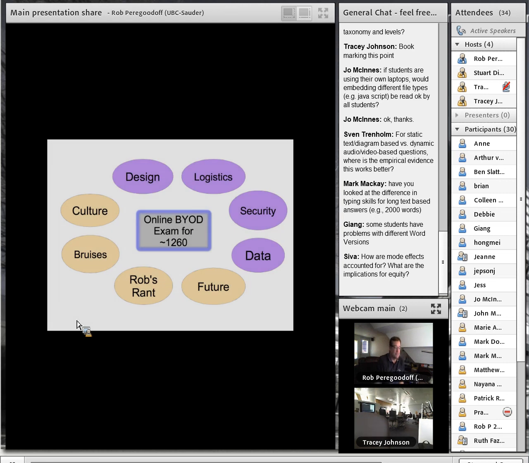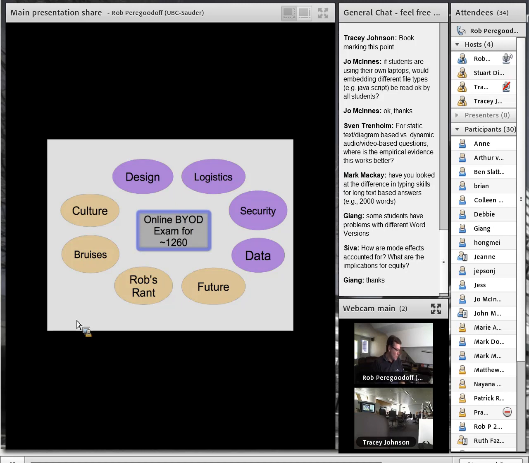Okay, so I'm going to come over and take a look and see some students have problems with different Word versions. For our exams, Jiang, I hope I'm pronouncing your name right, students are not using Word at all. Students are using the native text editor built right into the learning management system. Siva, how are mode effects accounted for? What are the implications for equity? Siva, can you expand on that a little bit? I'm sorry, I'm not understanding mode effects.